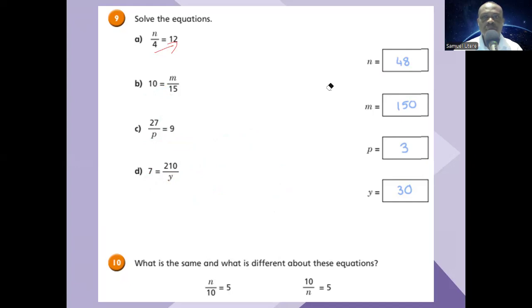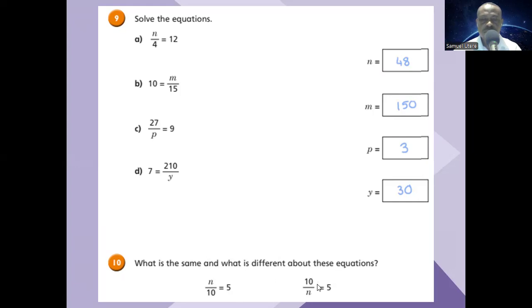Okay. Now, question 10, you ask, what is the same and what's different about these equations? Of course, you can see here, this one is M. Yeah, so we have a big bar of M that we need to split into 10 equal parts. It's equal to 5. And then here we have 10 divided by N, which is equal to 5. So these are really two different things.